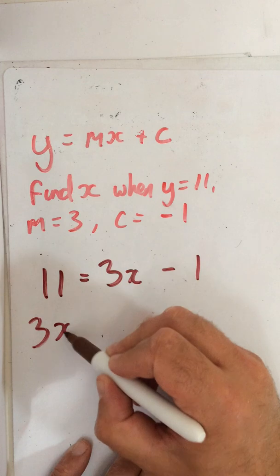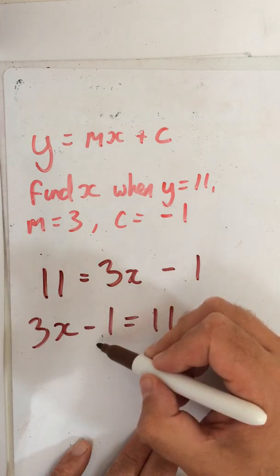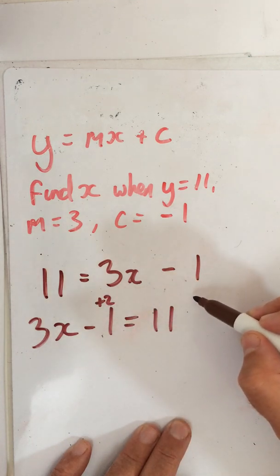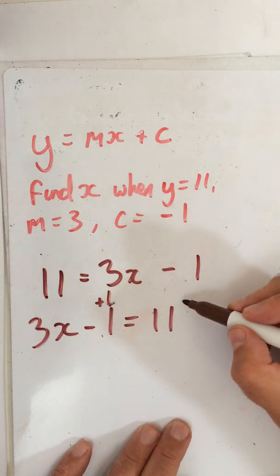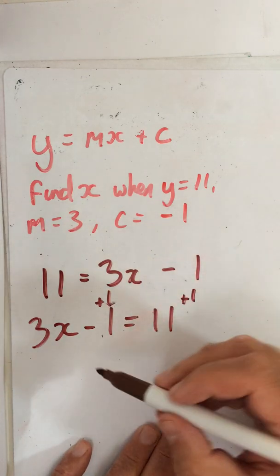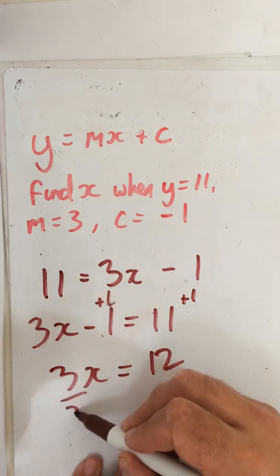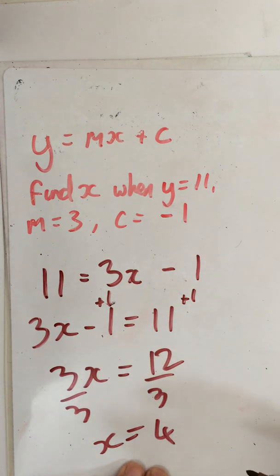I like to swap mine around, but you don't have to. 3x minus 1 equals 11. I want to get rid of the minus 1, so I'm going to add 1 to it, and then do the same on the other side, add 1. So I get 3x is equal to 12. Divide them both by 3, x equals 4.